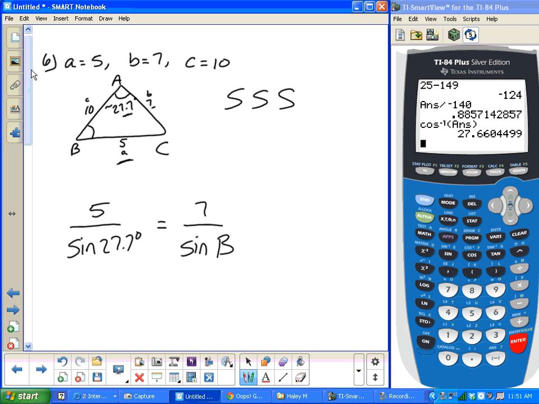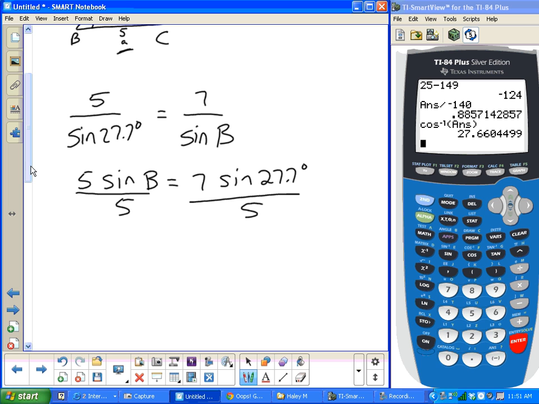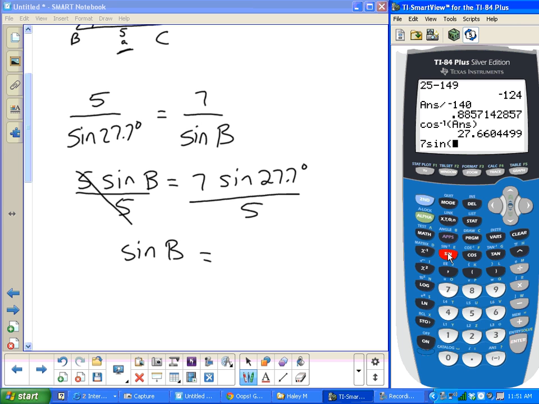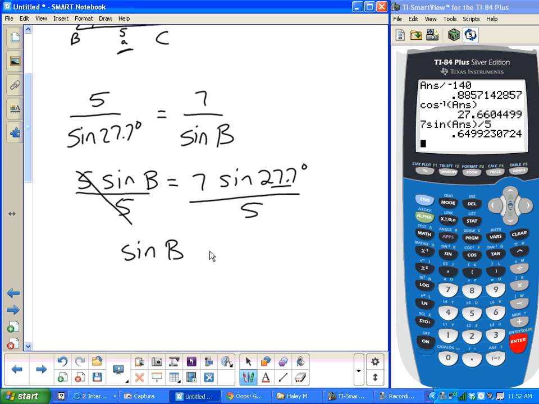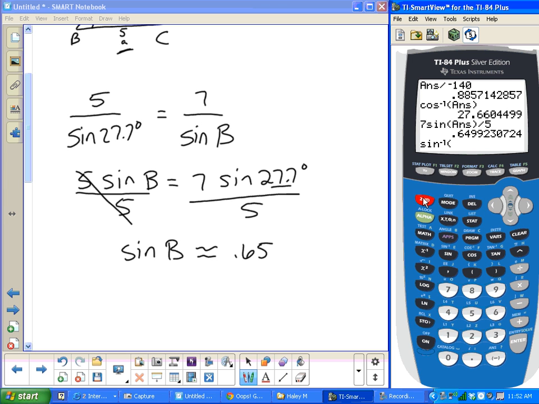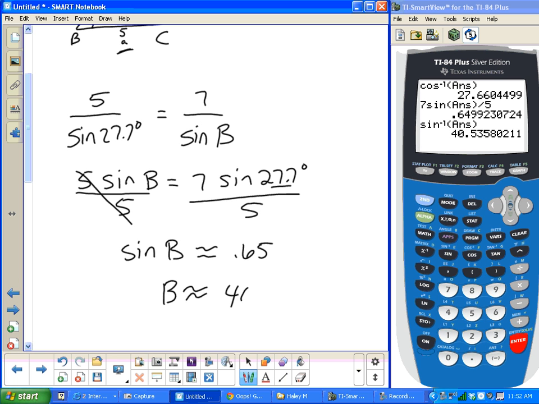Now we can cross multiply, so we get 5 times sine of B equals 7 times sine of 27.7 degrees. Now let's solve for B. We get rid of the 5, and eventually we're going to take the inverse sine. So sine of B equals, let's calculate this, 7 times the sine, and I'm not going to type 27.7, but instead what's on my calculator, so answer, and then divided by 5. We get approximately 0.65. Now we do inverse sine, and of course use answer and not the decimal approximation. So we get angle B is about 40.5 degrees.